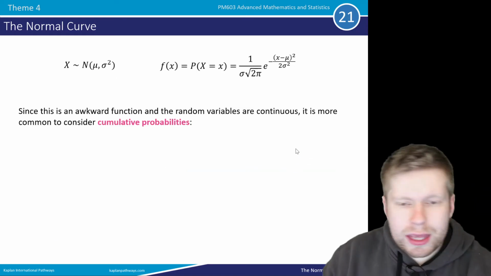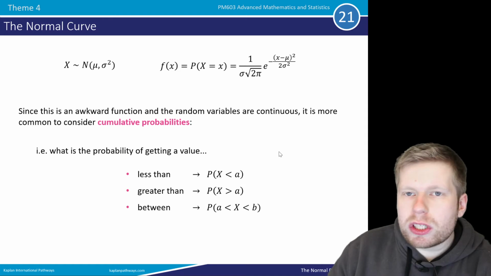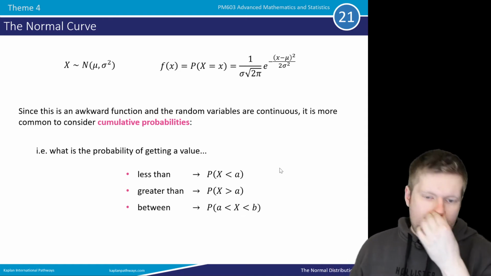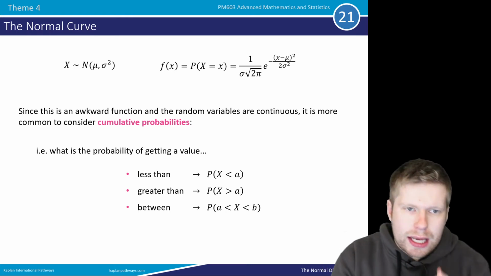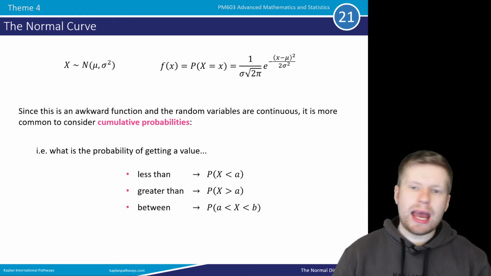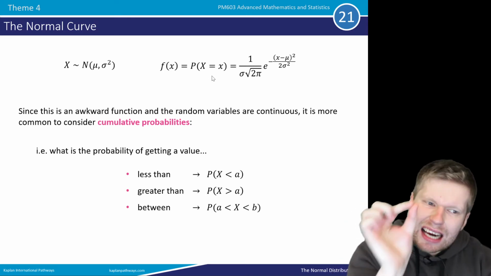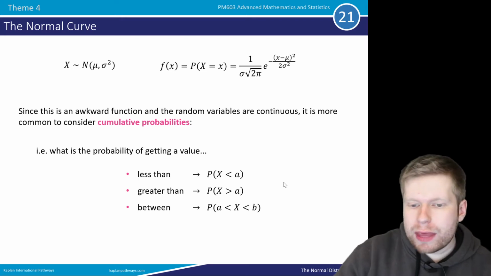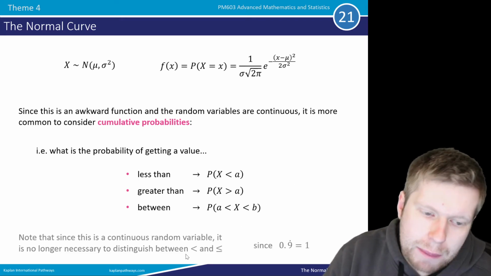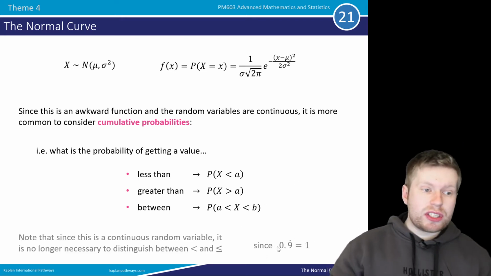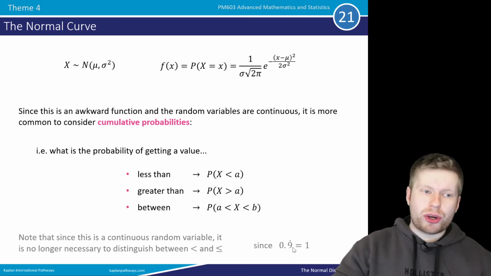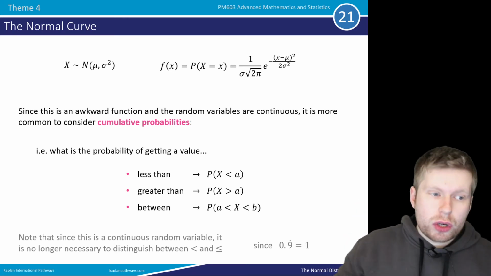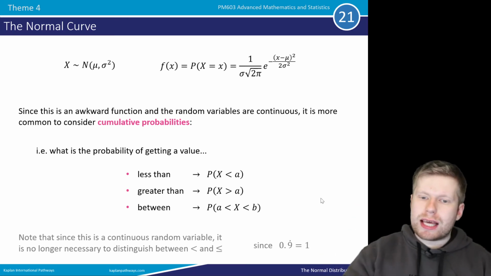Now, this is an awkward function, like I say. So what we're most likely to look at is either less than, greater than, or between, okay? Now just be aware that because we're dealing with a continuous random variable now, and we're no longer interested in looking at exactly one particular value, we don't actually care whether it's less than or equal to. These would be considered exactly the same, okay? The reason is because it's continuous, and if you've ever seen the proof for why 0.9 recurring, in other words 0.999999999, is exactly equal to 1, we're no longer interested in that infinitesimal.